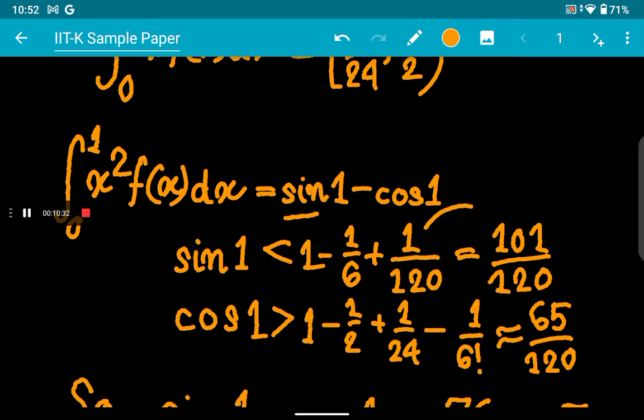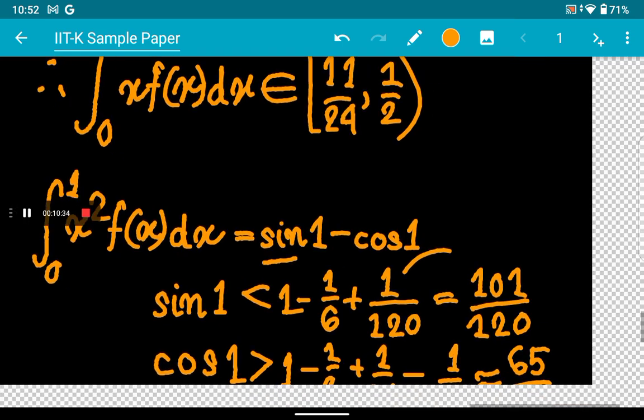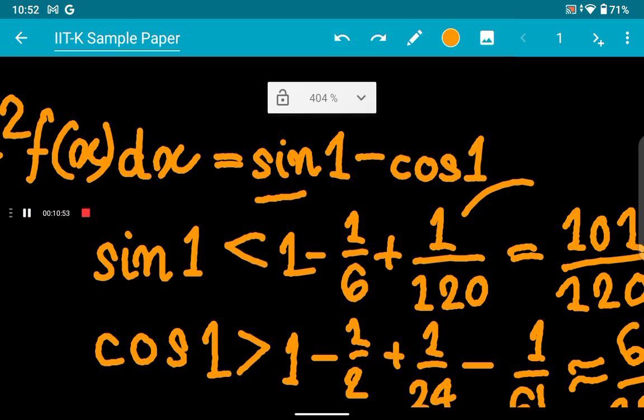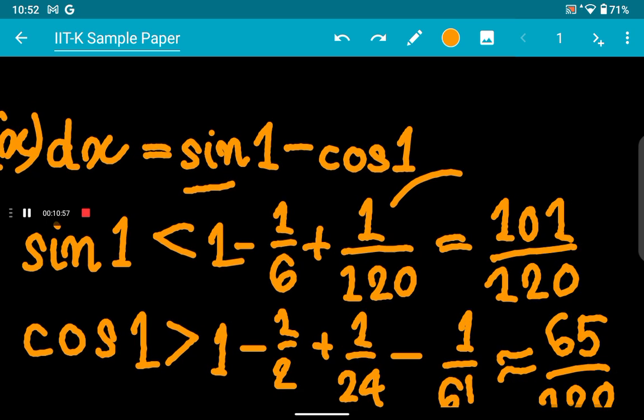From the Taylor series, we can write that sin 1 is 1 minus 1 by 3 factorial plus 1 by 5 factorial, with powers 3, 5, and then there would be a minus 1 by 7 factorial. If we neglect that term, sin 1 will be less than this sum. If you work it out, it comes out to be 101 divided by 120.